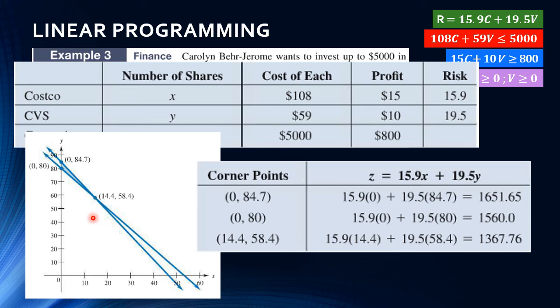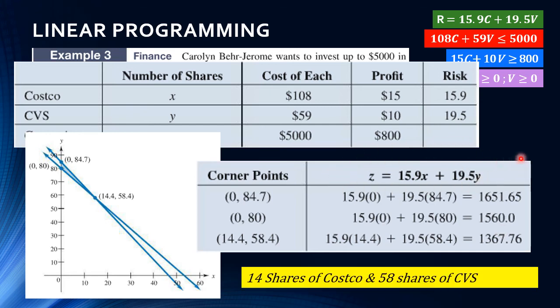When I plug these in, I get 1651, 1560, and 1367. What am I trying to do? What was our objective function? We were trying to minimize risk. So we're looking for the lowest value. We were minimizing risk. So our goal here is to buy 14 shares of Costco and 58 shares of CVS.